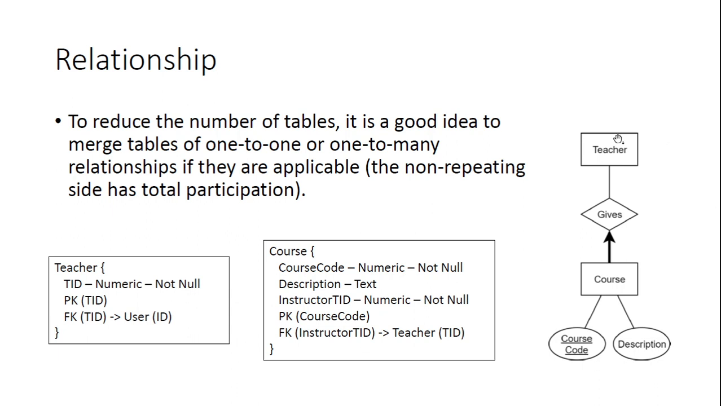For example, in our ER diagram, teachers were giving courses. So for this relationship, we can just include the ID of the teacher that teaches that course. There's one question: how about one-to-many relationships without total participation? For them, you cannot merge them, so they are not suitable for merging.